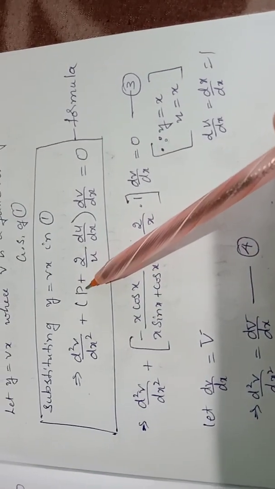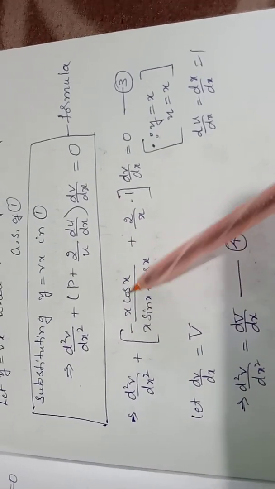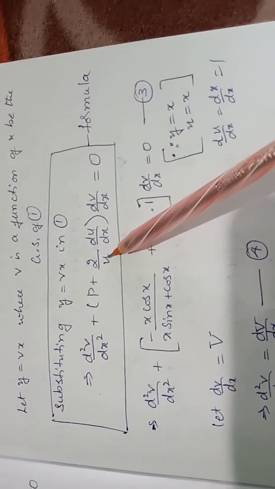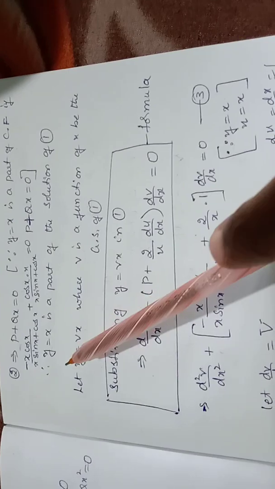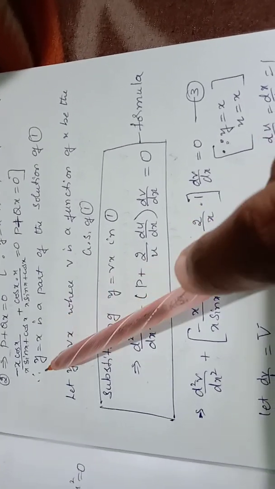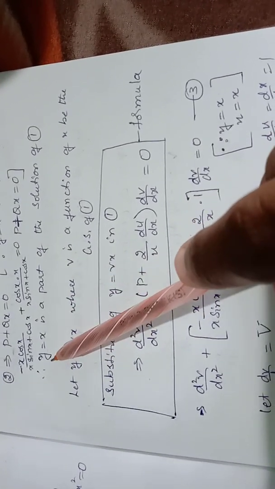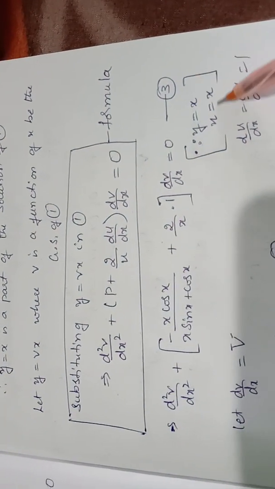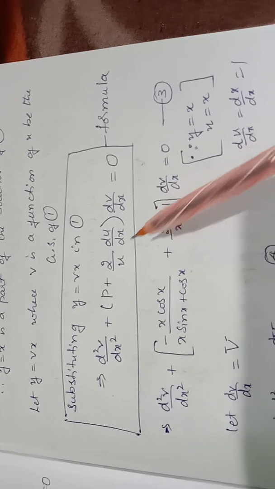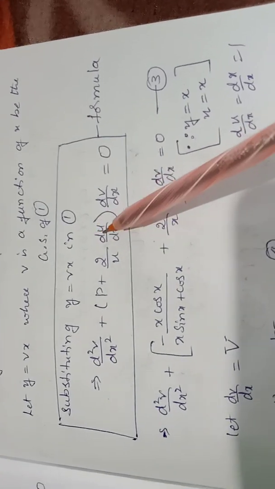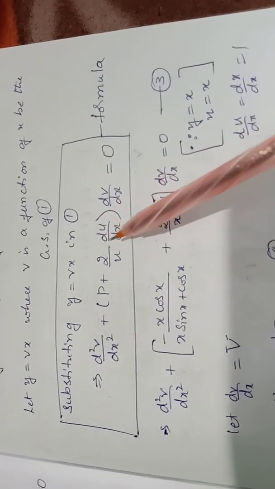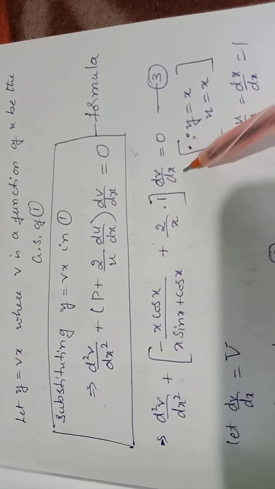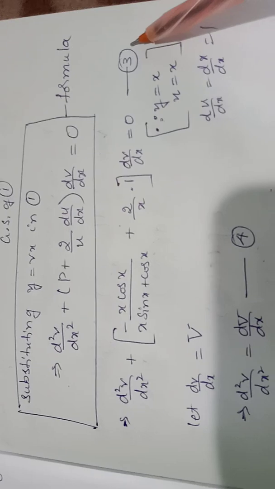We know the P value. Substitute the P value: minus x cos x by x sin x plus cos x, plus 2 by u. What is u? Here y equal to x is a solution, so we have to take u is equal to x only. So u equal to x, 2 by x. Again du by dx, what is the u value? x. d by dx of x is 1. So 1, dv by dx equal to 0. This is the third equation.